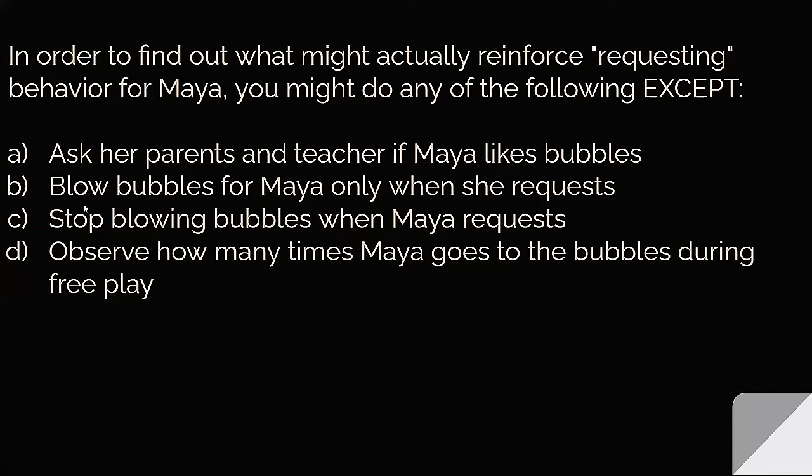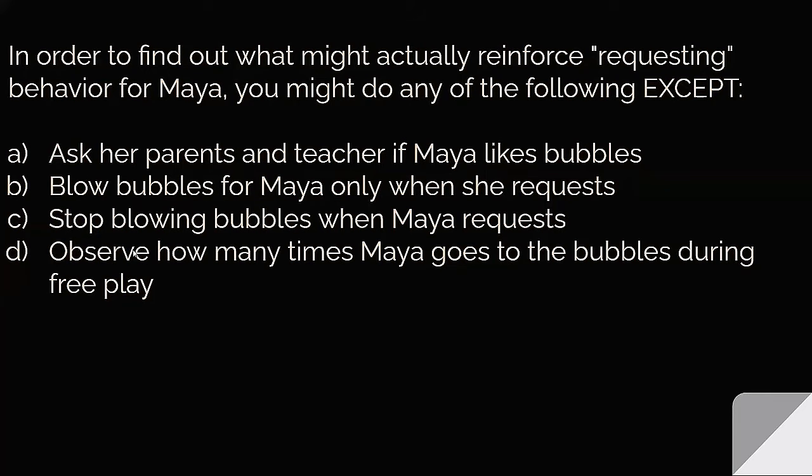Then B, blow bubbles for Maya only when she requests. If she requests, we blow bubbles and find out if that's a reinforcer. If she continues to request, then I assume, yep, we can do that. I think that would be a direct observation way to find this out, so I think it's better than A so far.